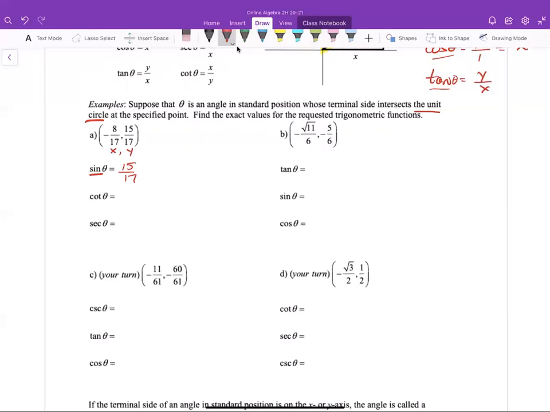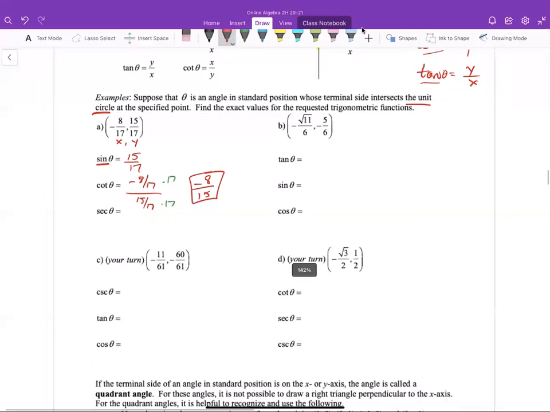Cotangent is related to tangent. Tangent is the y value over the x value, so cotangent is x over y. And so cotangent is -8/17 over the y value of 15 over 17. I can multiply both top and bottom by 17, and I will get -8 over 15 as my answer.